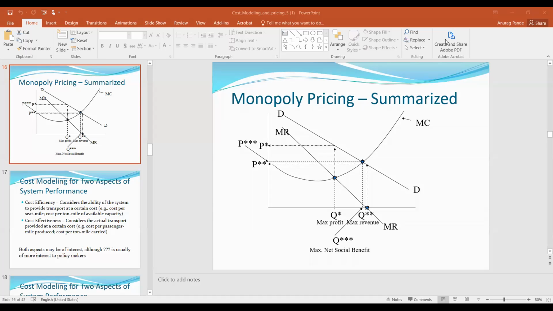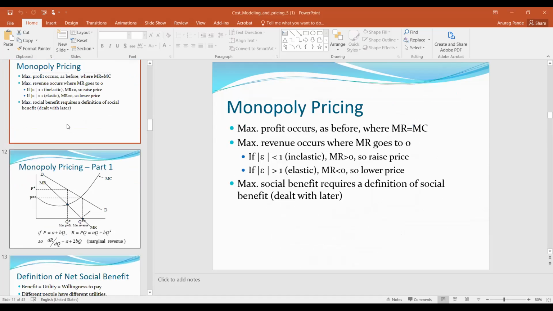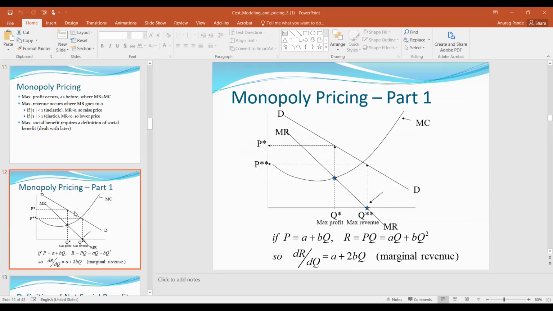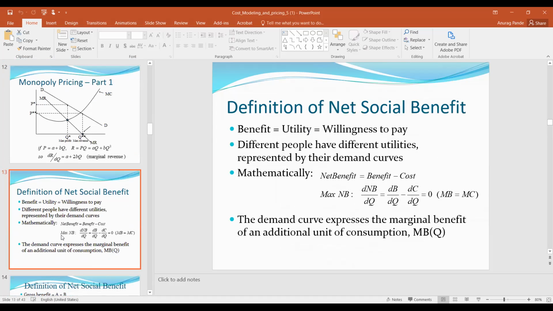Okay? Now, we figured out how you maximize profit and how do you maximize revenue. And then we'll talk about this idea of the maximization of the net social benefit. So that's our next idea that we're going to discuss. We did talk about this, but let's talk about the last thing, which is the maximization of the net social benefit. Okay.